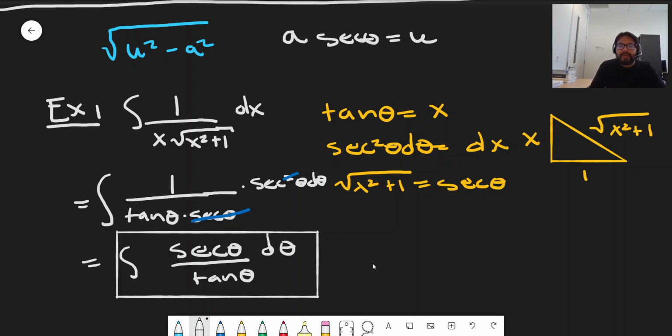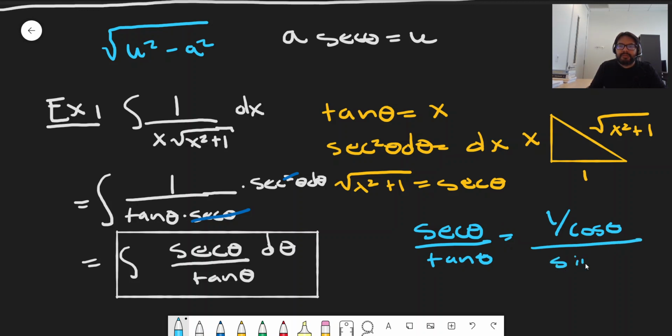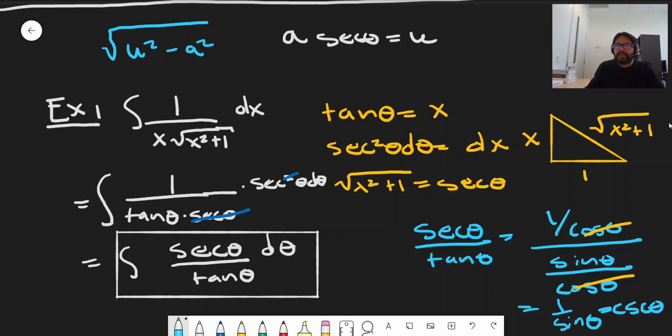Okay, but note that we can actually work out what secant of theta over tangent of theta is equal to, because we know that it's 1 over cosine of theta, and this is divided by sine theta over cosine theta. But if you reduce that, you're going to get that the cosines cancel out, which leaves you with 1 over sine, which is equal to cosecant of theta. So in that case, we just need to integrate cosecant of theta.